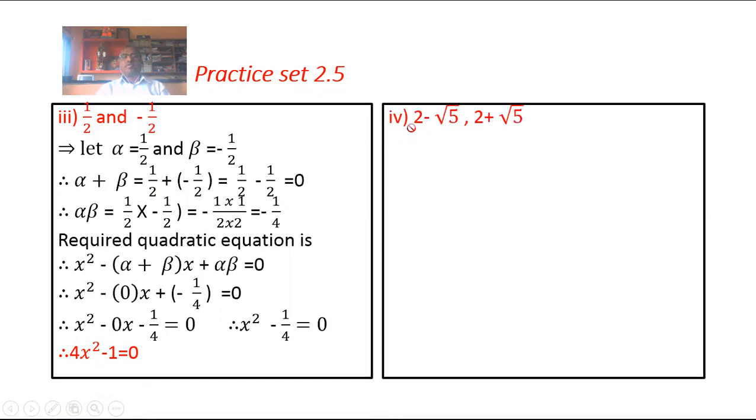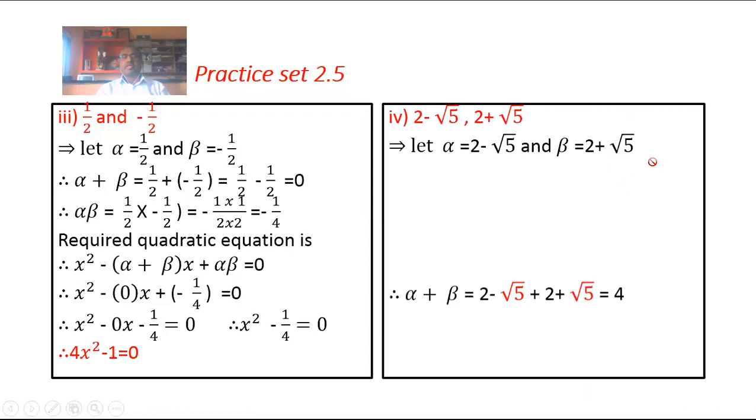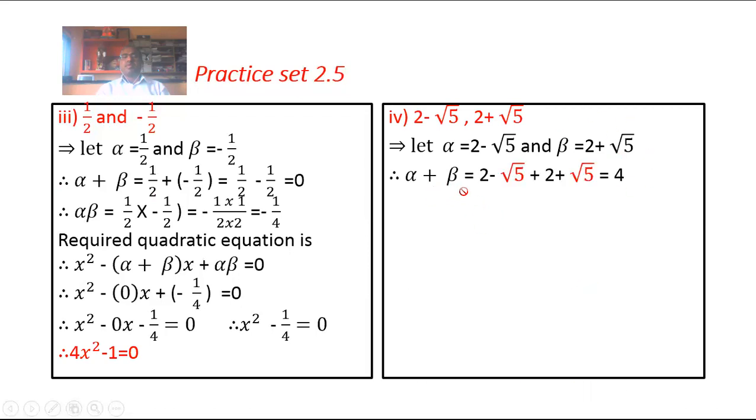Problem number 4. The first root 2 minus root 5 and the second root 2 plus root 5 are given. Consider the first root alpha is equal to 2 minus root 5 and beta is equal to 2 plus root 5. The sum of the two roots, alpha plus beta, is equal to 2 minus root 5 plus 2 plus root 5, which is equal to 4. Here minus root 5 plus root 5 get cancelled. Hence 2 plus 2 is equal to 4.